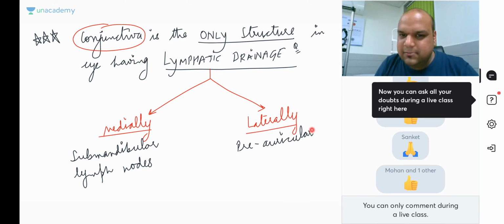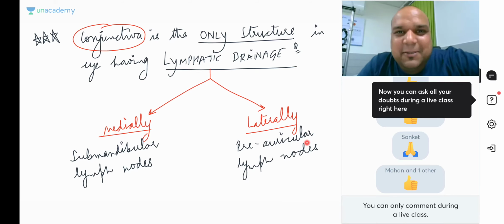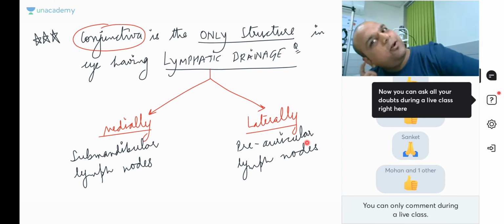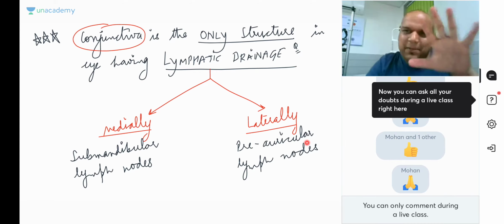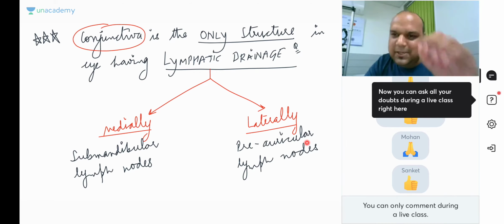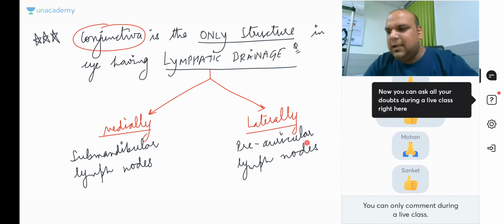Preauricular lymph nodes. Okay. So just a fun way to remember the lymphatic drainage of the eye: just think of crying. Whenever you have cried, where have your tears gone? Medially, they would have gone here, submandibular, and laterally, when you are lying down, they would have gone here, preauricular lymph nodes. Am I clear, everybody? No confusion here. Done. And this is your lymphatic drainage. Simple three questions, but they are asked. Please do try to remember them at least. Okay, guys, brilliant. Lymphatic drainage done.